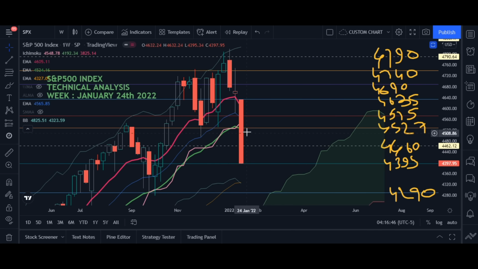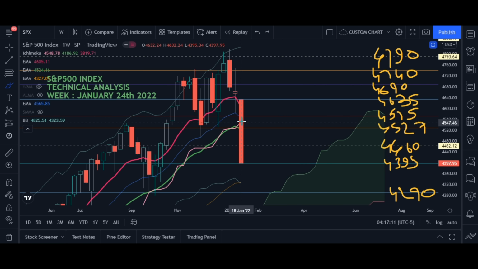Now let's do the technical analysis. So first comes the Bollinger Bands. If you look at the Bollinger Bands, this is the lower band and this is the median of the Bollinger Band. The market is in between the lower band and the median, which means the market is bearish.